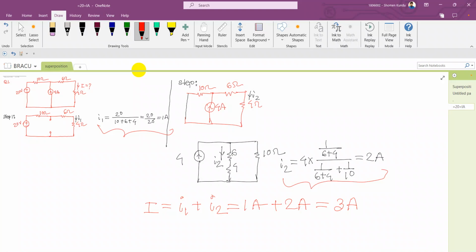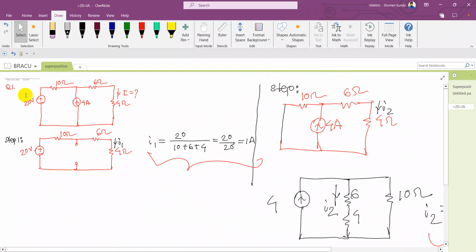So student, look, in this way, using this superposition theorem, we can simply solve the circuit, and there are two sources, but if I use 3 or 4 sources, you will follow the same procedure.